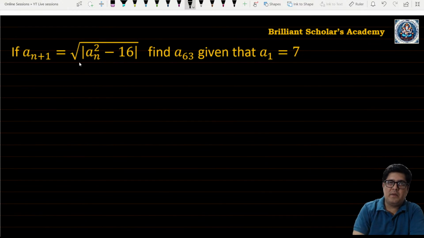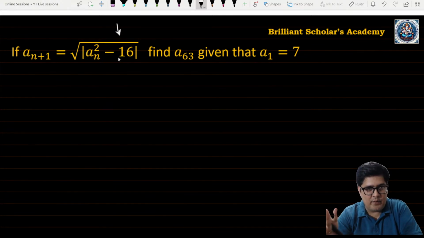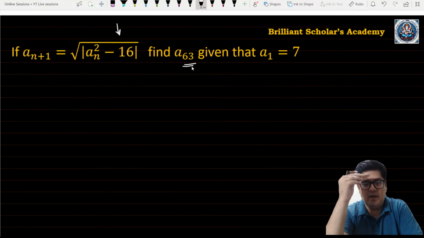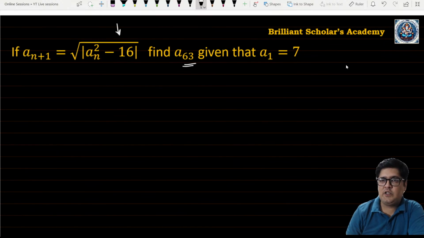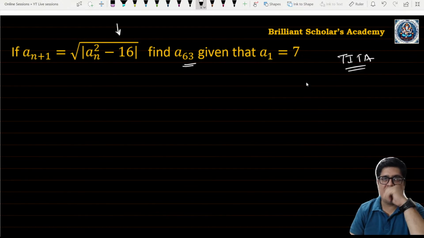First thing you notice, by giving you a general term, which is fairly weird. It is not a standard sequence. Some root over and modulus and square is going on. I'm asking you for the 63rd term. So unless it is a fairly straightforward pattern, the question becomes unsolvable. And especially when it is a theta question on sequence and series, for the 63rd term the pattern has to be very clear. Let me give it a try.